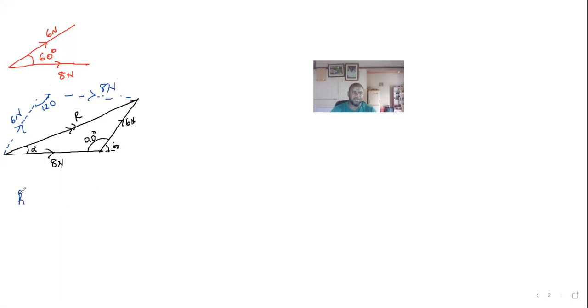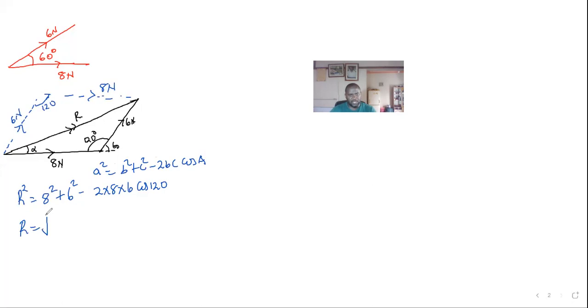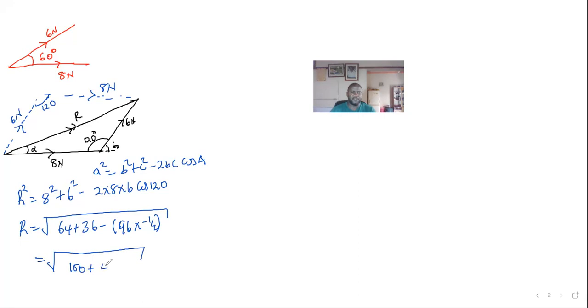Therefore, to get the resultant R, I will use the cosine rule, where R squared is going to be equal to 8 squared plus 6 squared minus 2 times 8 times 6 cosine of 120. From the definition of A squared is B squared plus C squared minus 2BC cosine of A. So R will be the square root of 64 plus 36 minus 48 times 2 is 96. Cos of 120 is negative a half. So 96 times negative a half, I'll get square root of 100 plus 48. So the answer becomes root of 148.